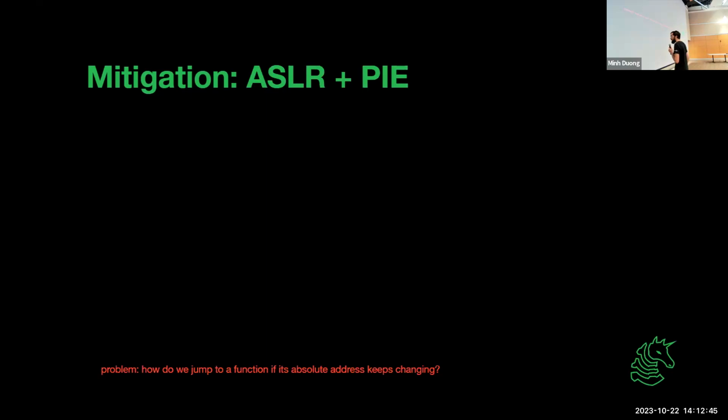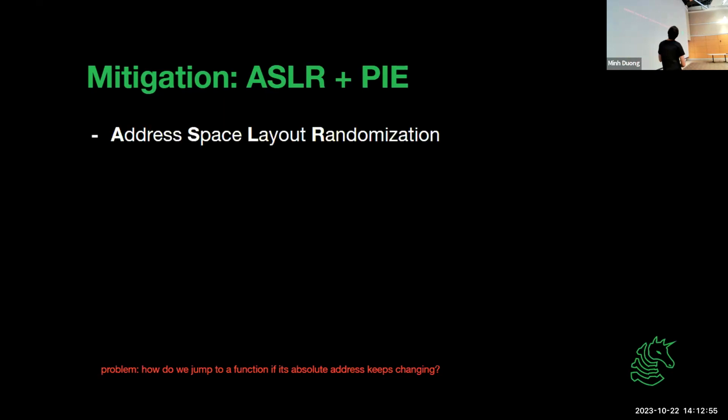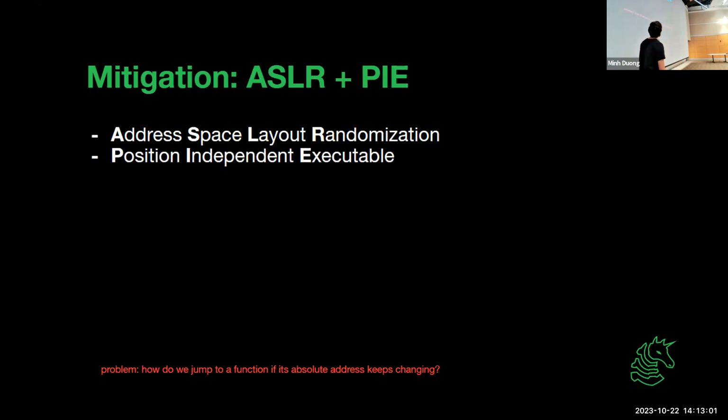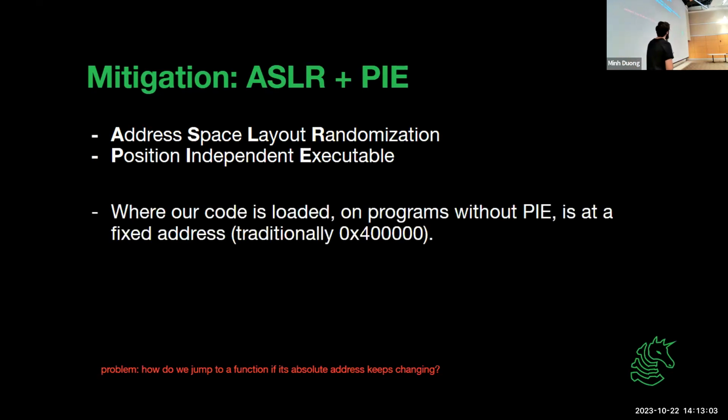And finally, we have something that confounds our situation even more, and this is two protections that work hand in hand called ASLR and PIE. ASLR stands for address space layout randomization, and PIE stands for position independent executable. So normally, like before, with these protections disabled, our code is loaded into a fixed address, and it expects that fixed address when it's doing jumps and calls and things like that.